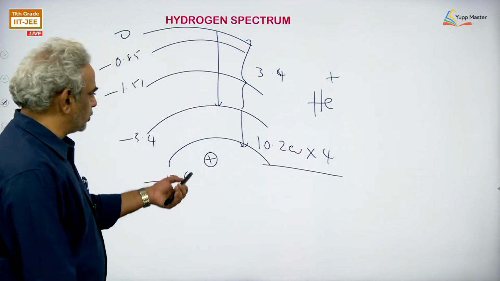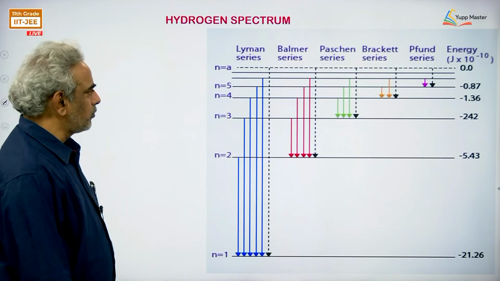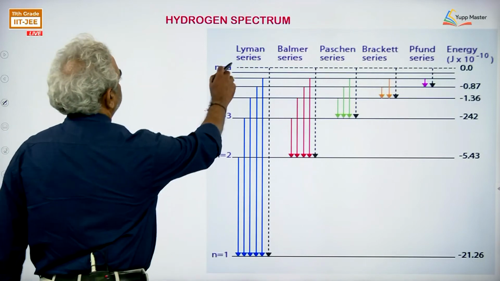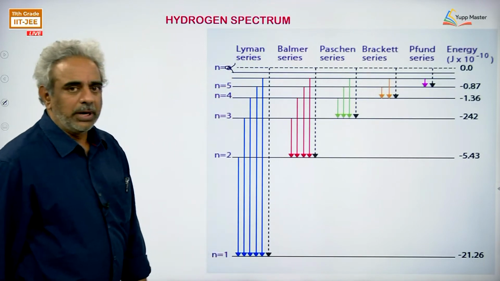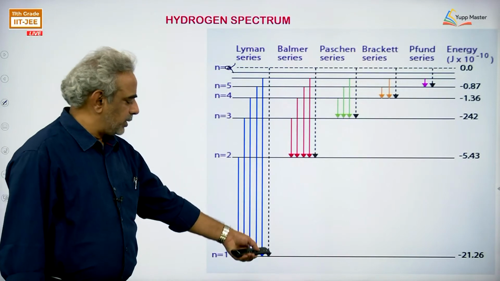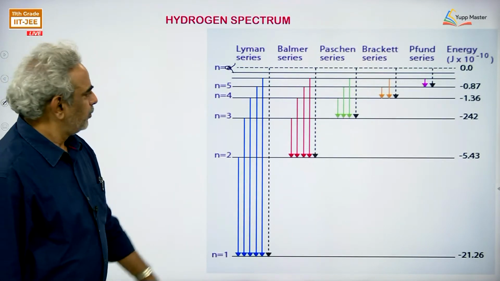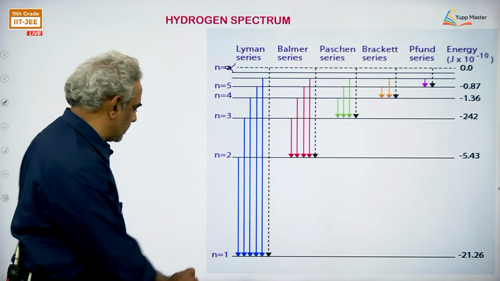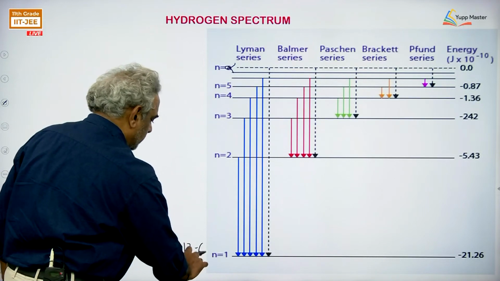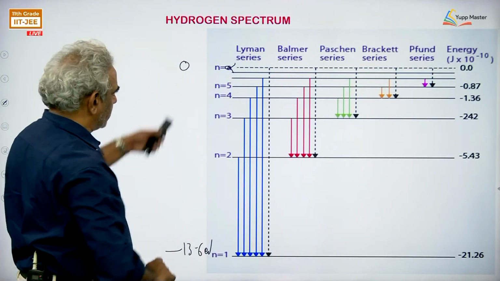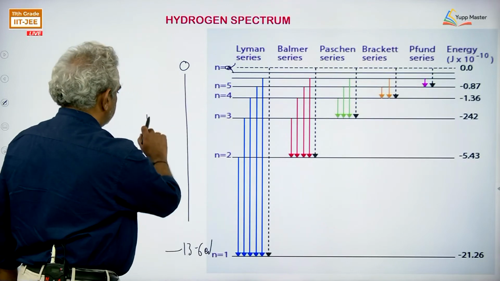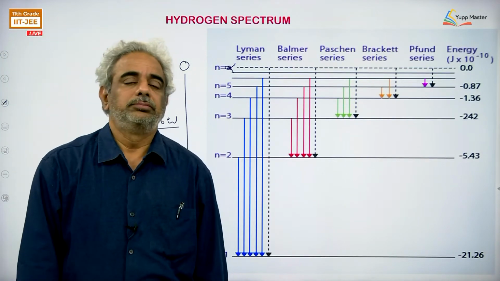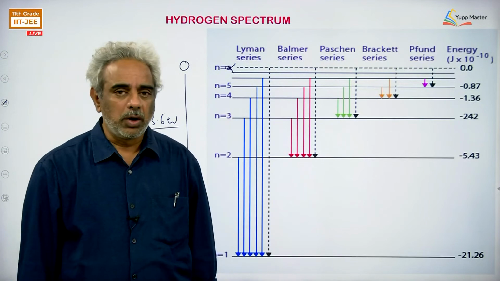Let me show it visually. See this. From the nth infinity level to the first orbit, if the electron jumps, that is the maximum energy gap. The energy value goes from 0 to minus 13.6. This is minus 13.6 electron volts, and this is 0 electron volt. What is the gap? This gap is 13.6 electron volts per atom. It is the highest, and the corresponding wavelength will fall in the ultraviolet region.